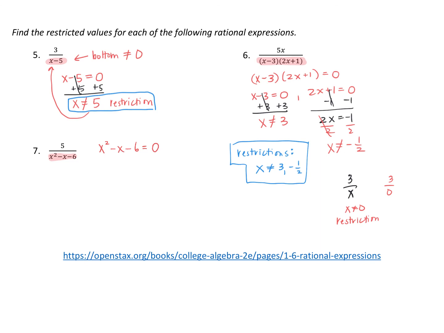So this is a quadratic equation. I'm going to solve by factoring. So what multiplies to get negative 6 and adds to get negative 1? That will be negative 3 and positive 2. Again, notice I'm going to have 2 restrictions here. So x cannot be 3 and x cannot be negative 2.